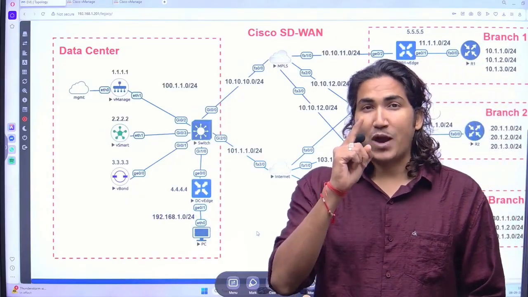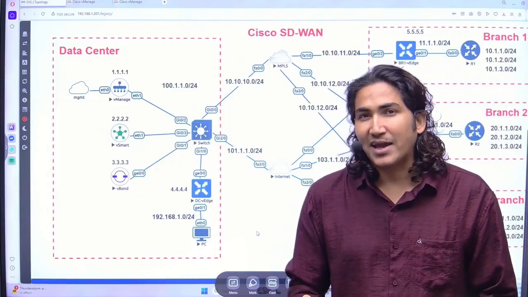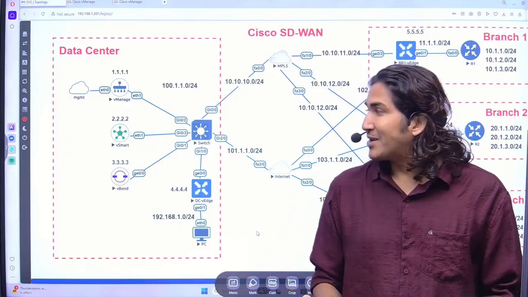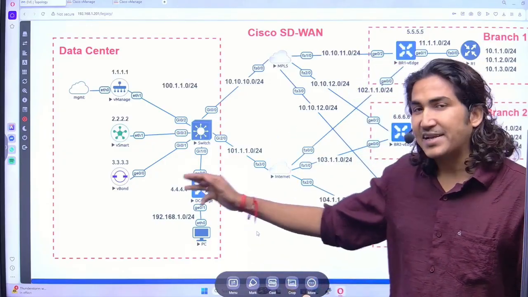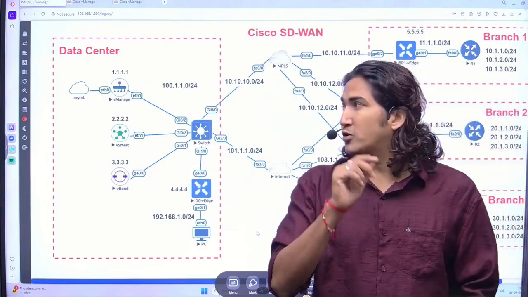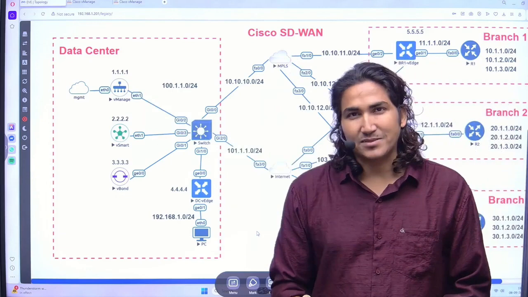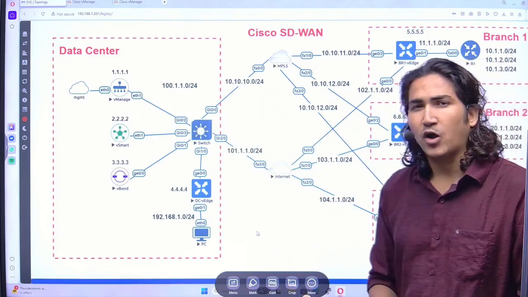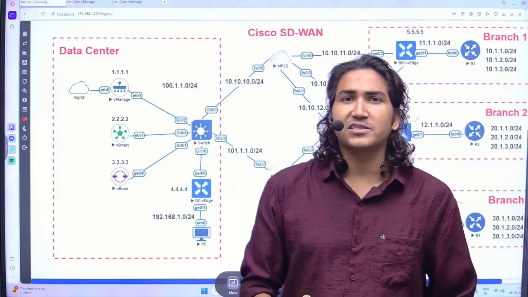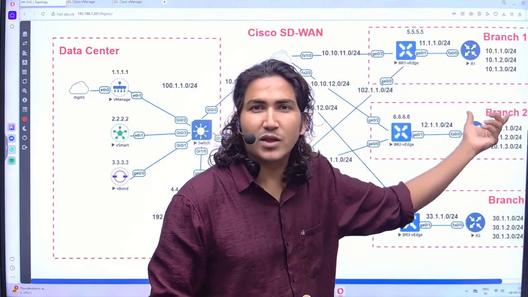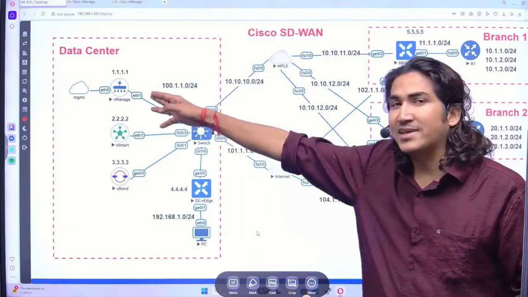Benefit number 1 of using SD-WAN is centralized management. You can manage all sites, data center plus branches, from a single dashboard, which is the vManage dashboard. For example, if I need to configure or change anything in branch 1, I don't need to access this device individually. I can do it from the vManage dashboard.